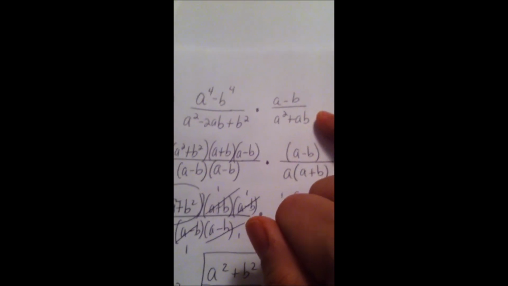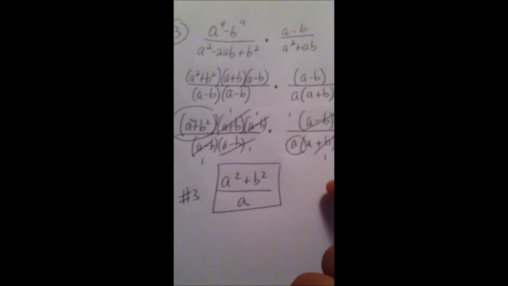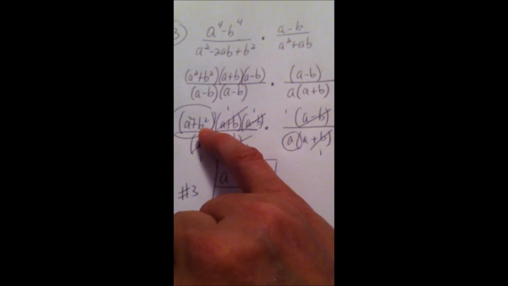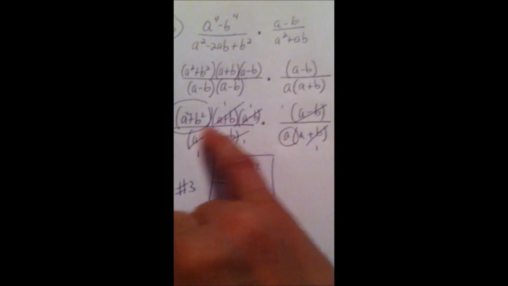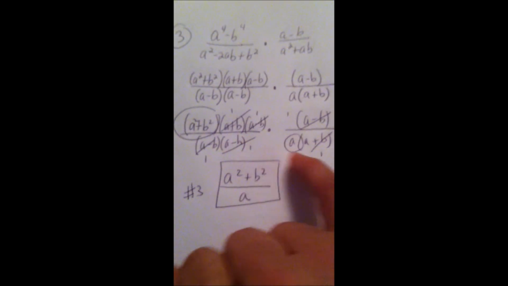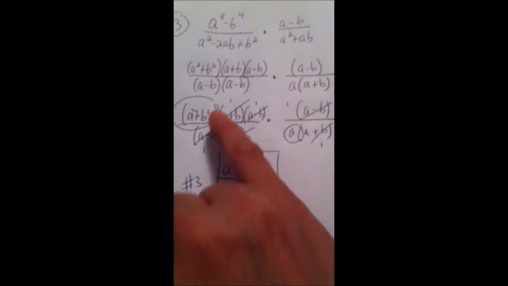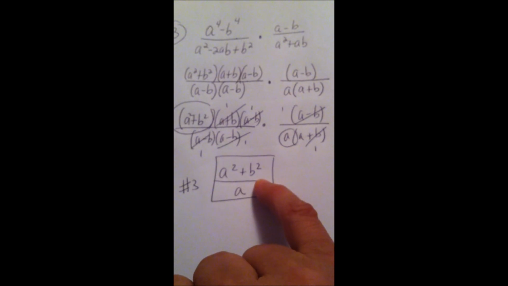And this is greatest common factor, so I factor out the a. Remember, anything divided by itself is 1. Anything divided by its complete opposite is negative 1. Can't do anything with the a squared plus b squared. But we have a pair of a plus b's, a minus b's, a minus b's. And I'm left with the a in the bottom, and the a squared plus b squared on the top. So multiply the tops across, bottoms across, and we get this fraction here simplified.